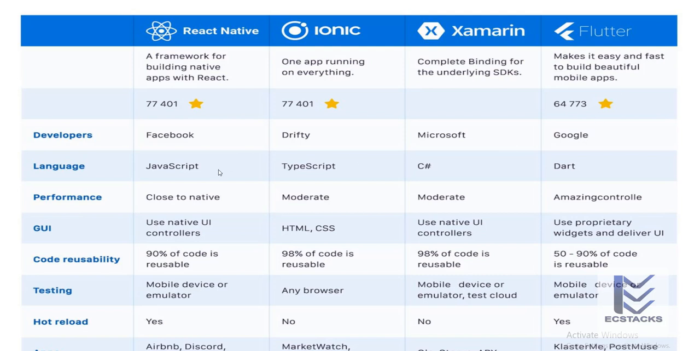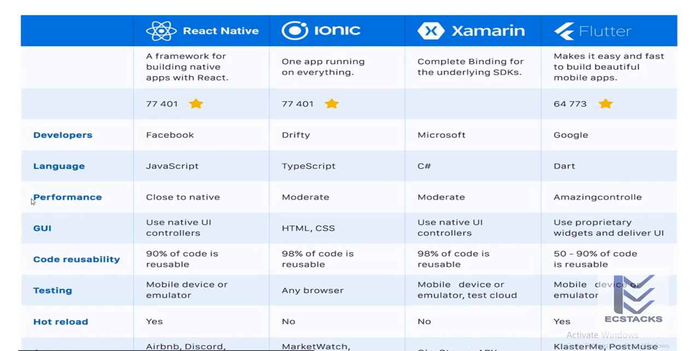Let's have a look at the languages. React Native is done using JavaScript. Ionic uses TypeScript, Xamarin is done using C#, and Flutter uses the Dart programming language. Although Dart is new, it's becoming stable, and it's a really powerful programming language in which you can do multiple things by learning a single code base.